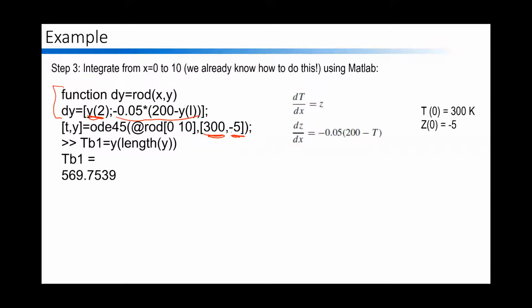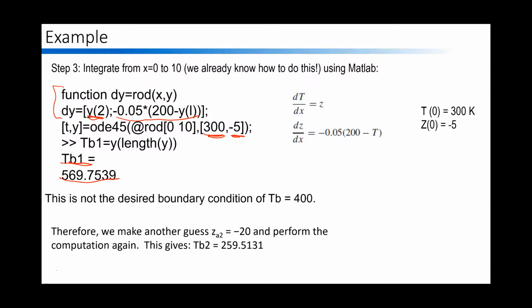When I do this, I end up getting that temperature at the end of the rod is 569 Kelvin. This is not right, right? We should have gotten that the temperature was 400 Kelvin. So we didn't do a great job at guessing. We're going to have to go back and make a second guess.